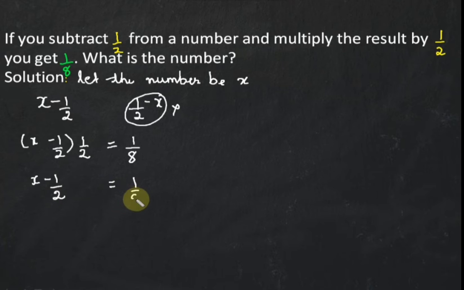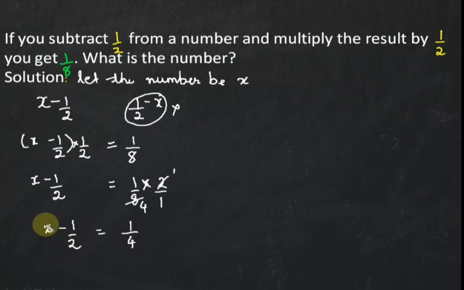Equal to 1 by 8. Now the next step here is you have to bring that half to the right hand side. So when it comes to the right hand side it will be reciprocal. So half becomes 2 by 1. This is very important. When you bring half to the other side, the multiplication sign changes to division and then it becomes 2 by 1. So when you cut, you will get 1 by 4. x minus half is equal to 1 by 4.